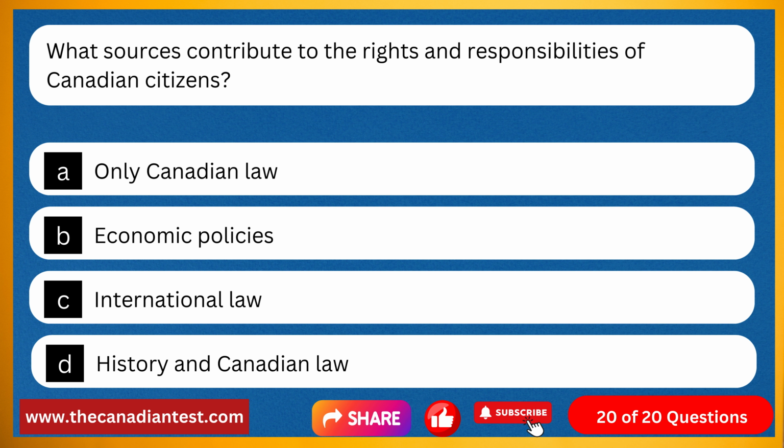Question 20. What sources contribute to the rights and responsibilities of Canadian citizens? Option A. Only Canadian law. Option B. Economic policies. Option C. International law. Option D. History and Canadian law.